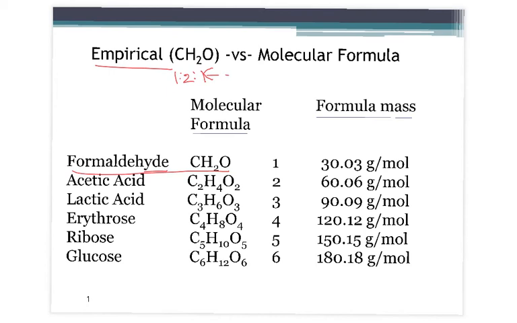It could mean that we have acetic acid, because acetic acid has a 2 to 4 to 2 ratio, which in simplest whole number terms is 1 to 2 to 1. So all of these are a multiple, 1, 2, 3, 4, 5, 6, of our empirical formula. But they are all different species because they have different formula mass. So let's see how we can calculate the empirical formula, and then we can figure out the molecular formula from there.